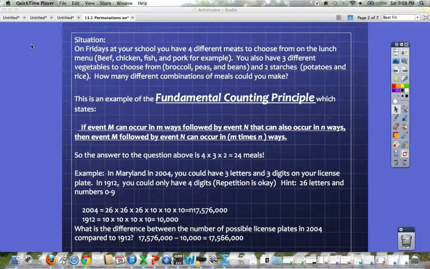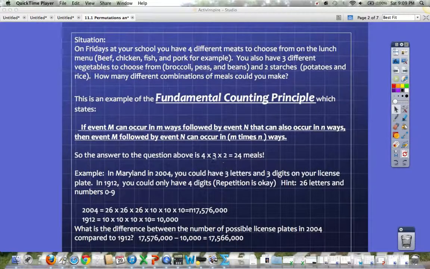Say on Fridays at your school, you have 4 different meats to choose from on the lunch menu. You could have beef and chicken, fish and pork. You may also have 3 different vegetables to choose from, like broccoli, peas, and beans, and then 2 starches, like potatoes and rice. How many different combinations of meals could you make?